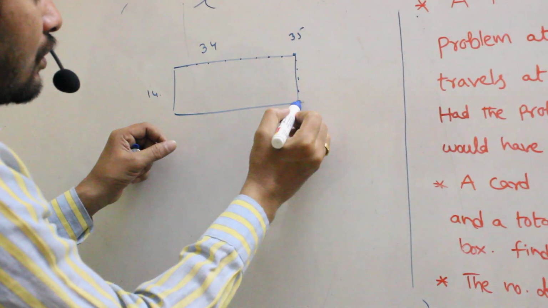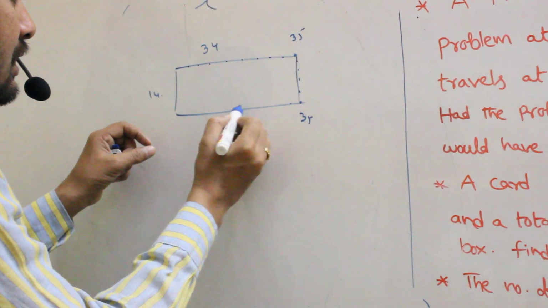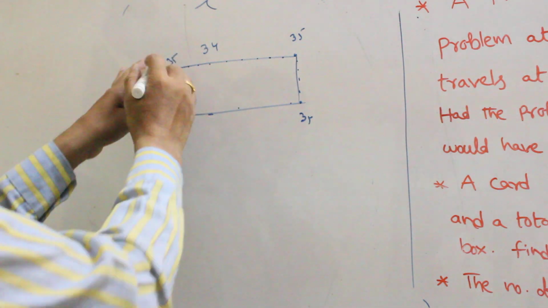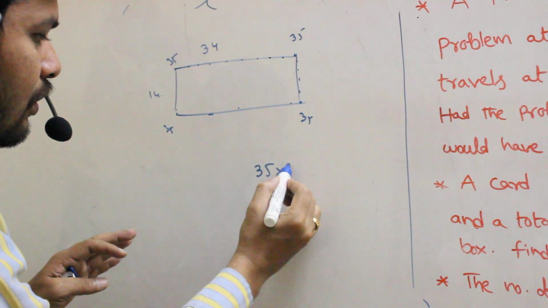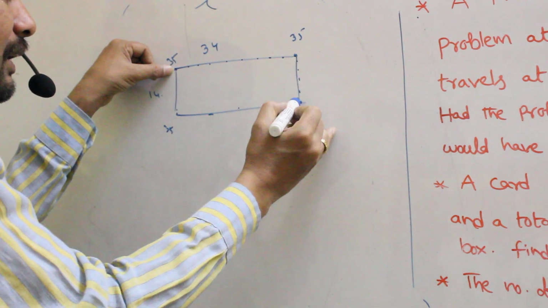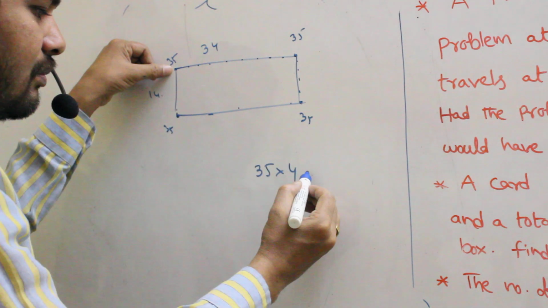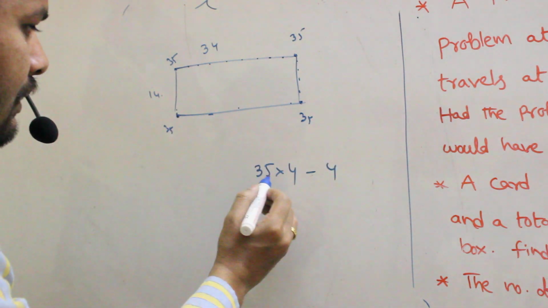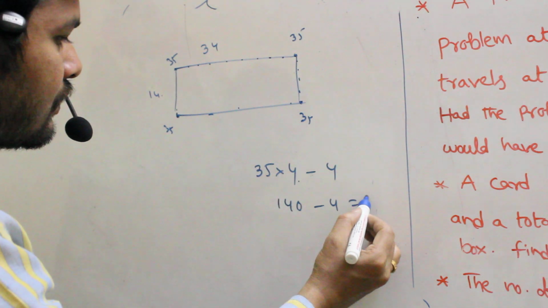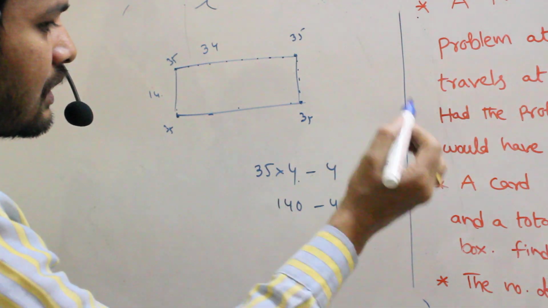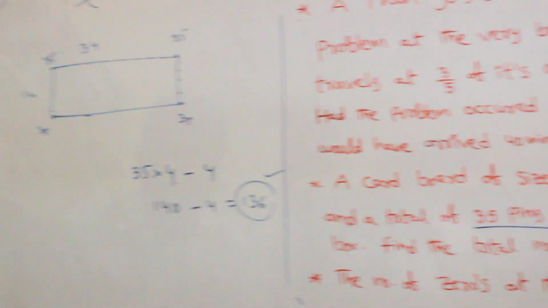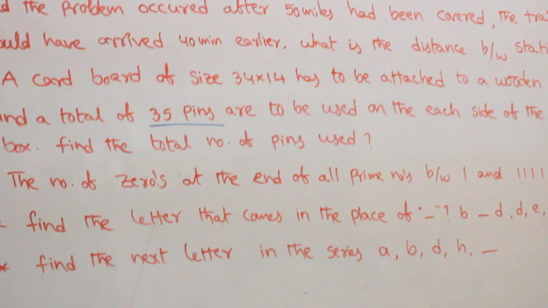This side is also 35 pins, this side is also 35 pins, this side is also 35 pins. Generally 35 into 4, right? But the corner pins are repeated. How many vertices are there? Minus 4. That's why 35 into 4 is 140, minus 4, 136 pins are there. Next, coming to the next question.